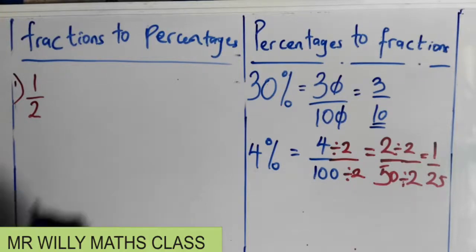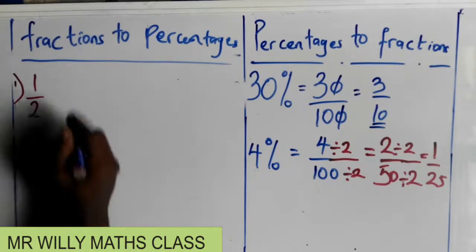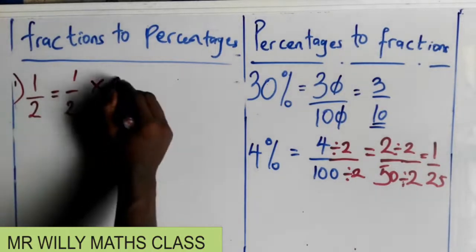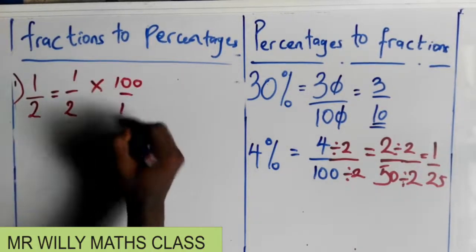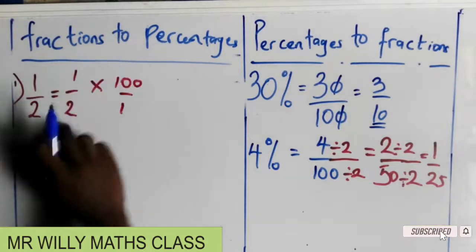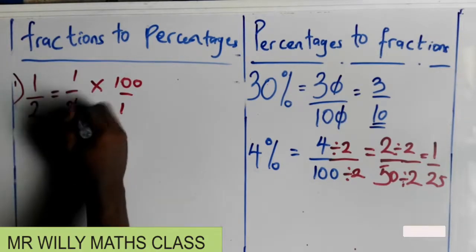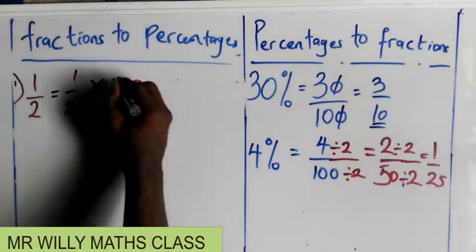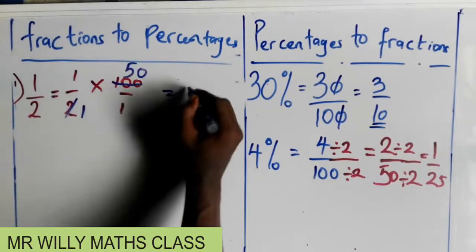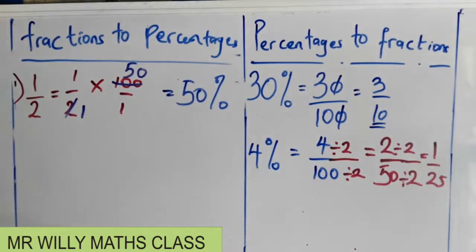Now let's do it together. This is half. The fraction given to us is half. We want to change half to percentage. So the first step is that you write your half. After writing your half, you multiply with what? 100. I'm going to multiply with 100. So we are going to divide both the numerator and the denominator with the common factor. These can be divided with 2. 2 into 1, and 2 into 100 will be 50. So 1 times 50 is 50, and 1 times 1 is 1, so our half is the same thing as 50%.